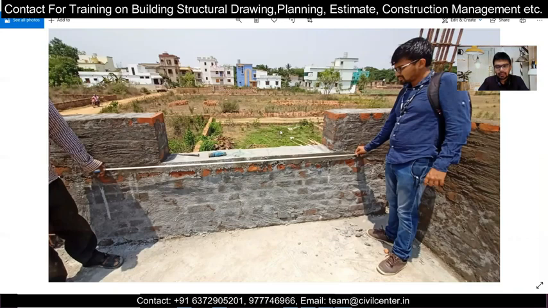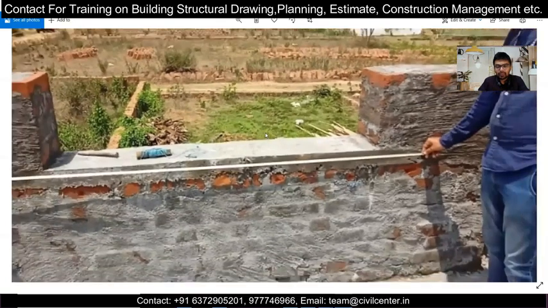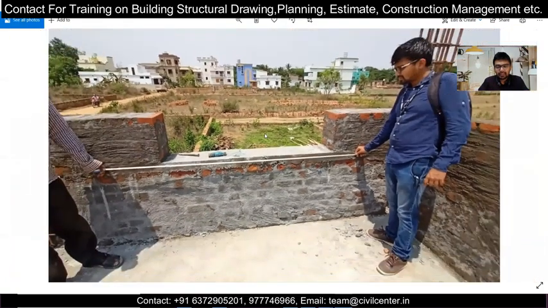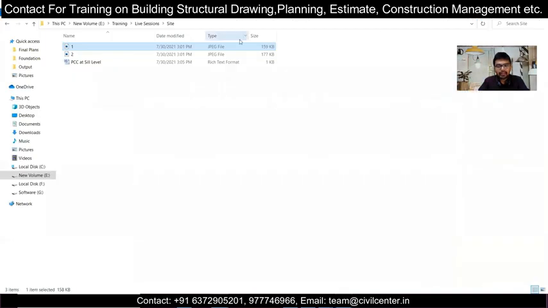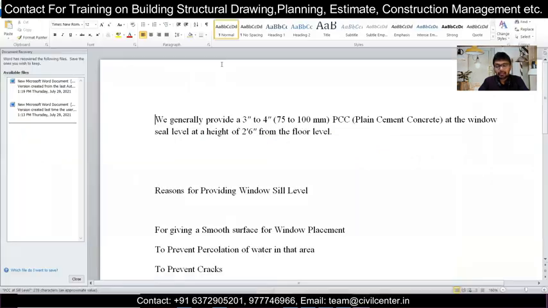So this is provided, as you can see, below the window, and it is also called the window sill level. So it is called the PCC at the window sill level, or below the window sill level. So why is it provided? We'll know exactly this in today's video. I have tried to assemble some points on why it is required.